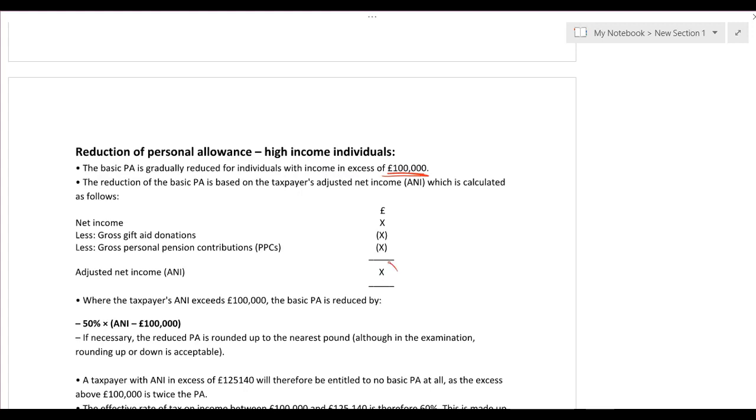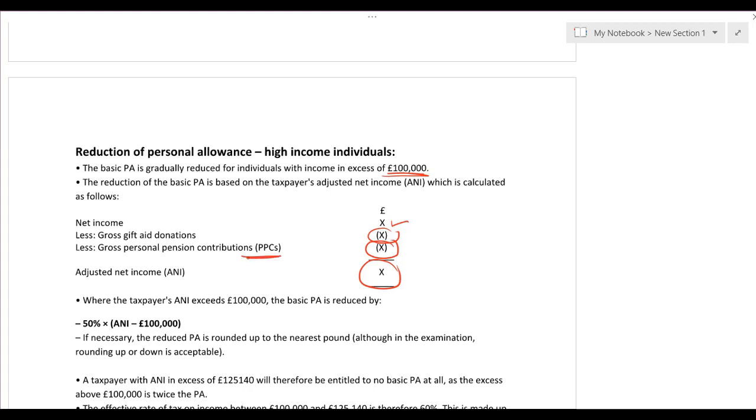How do we calculate adjusted net income? You have to take the net income of the individual, deduct gross gift aid donations, and deduct gross PPC, gross personal pension contribution. Gross gift aid donation is examinable in F6, but it is not examinable in ATX. The gross gift aid concept is examinable in F6, but it is not examinable in ATX.